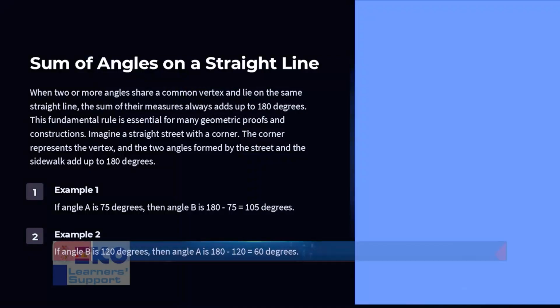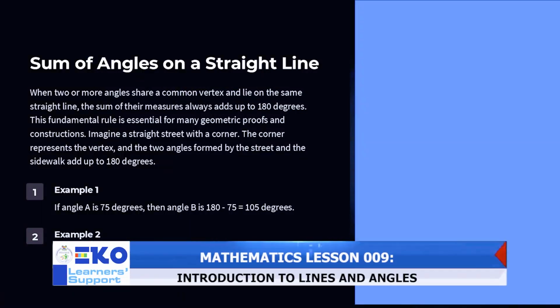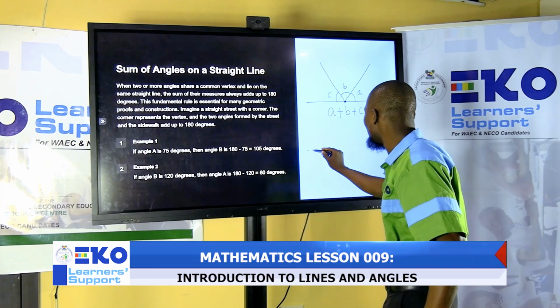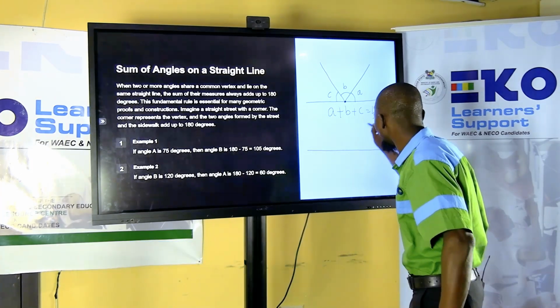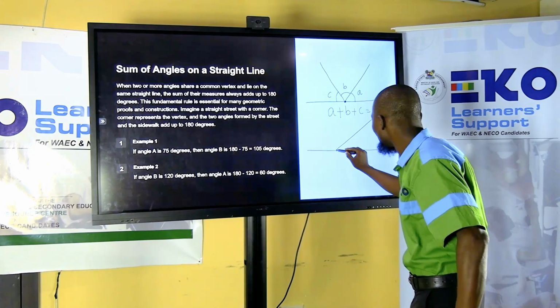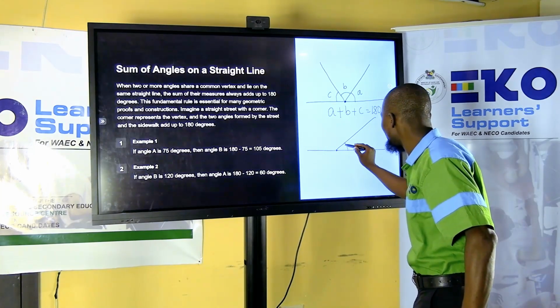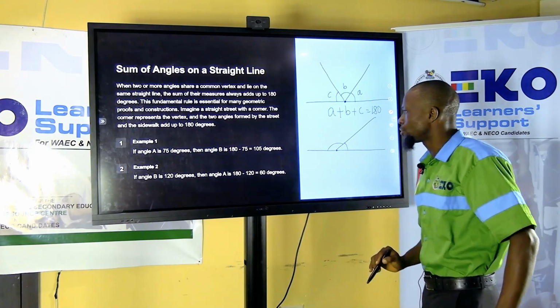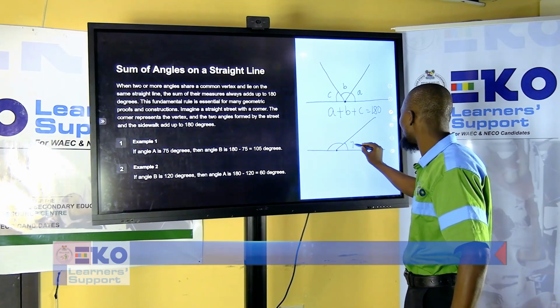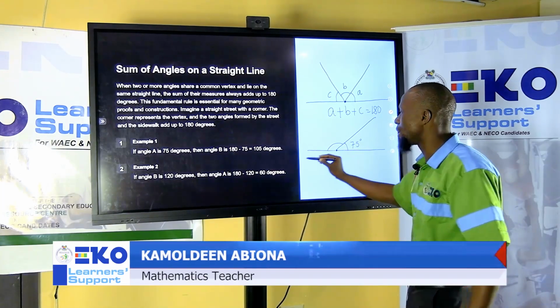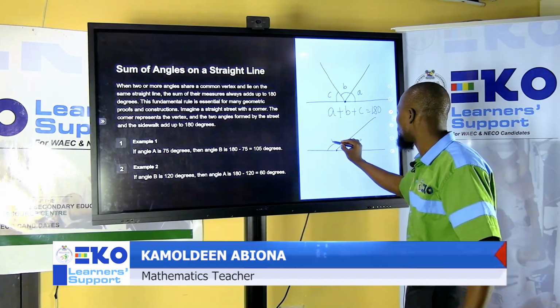If angle A is 75 degrees, then B is what? 180 minus 75. And that is only if we have just two angles. So we may have another one. Let me use another one here. And we have this here. So this is the vertex, and we have this angle here. Let's assume that this is angle A, it is 75 degrees. Then what is the measure of angle B?